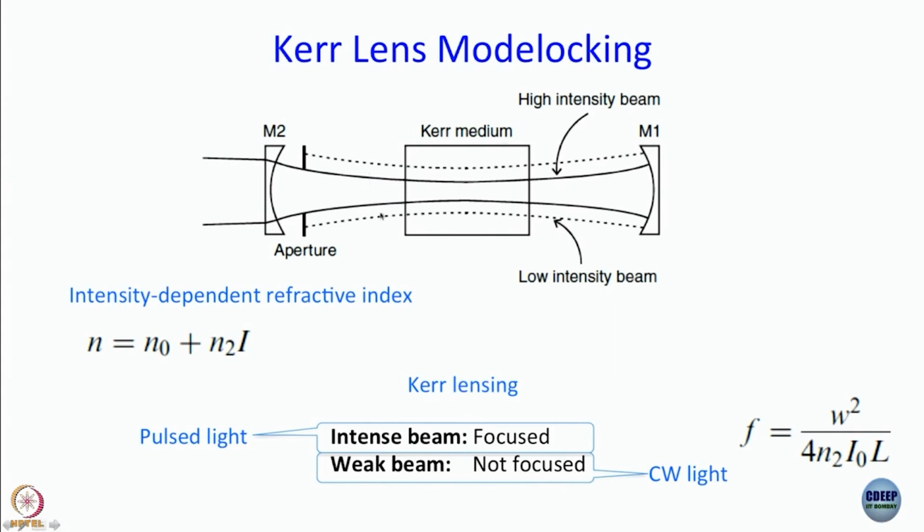You have a mixture of CW and pulse, and in fact, it is not a simple mixture, maybe there is a gradation. So, intense light will get focused like this and CW light, which is not so intense, will not get focused or will get focused to a lesser extent. Okay. So, the dotted lines denote the CW light, the solid lines denote the intense light. Is there any reason why the solid lines are inside and the dotted lines are outside?